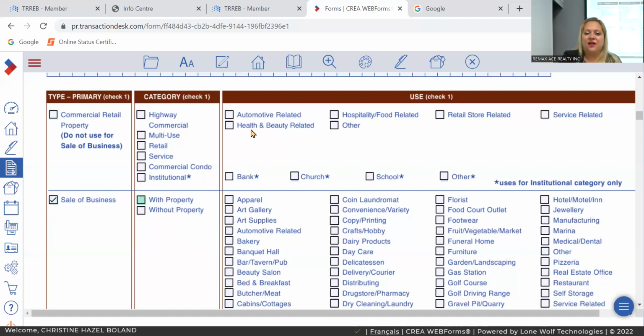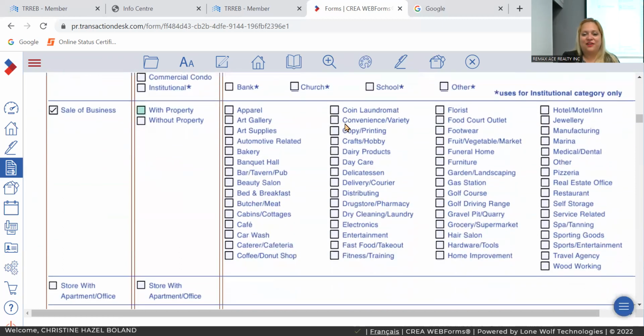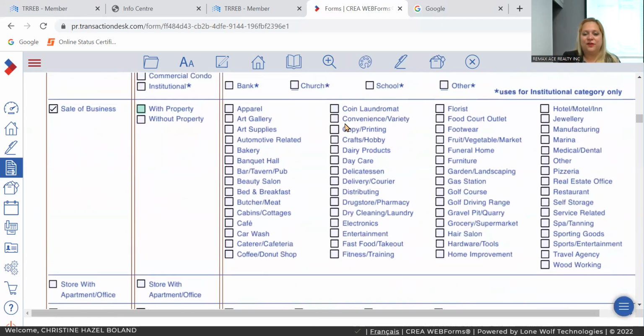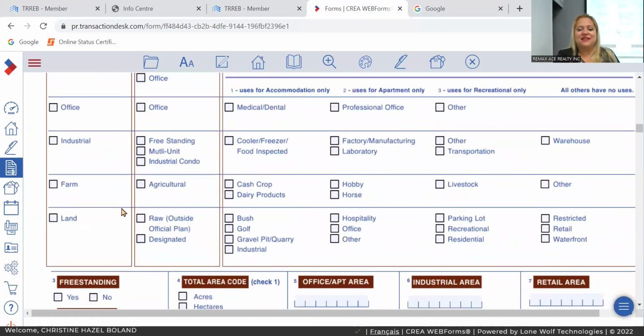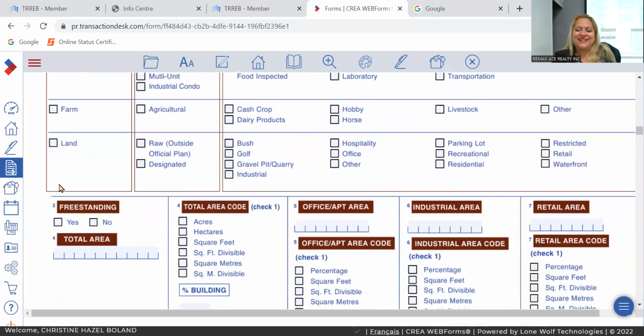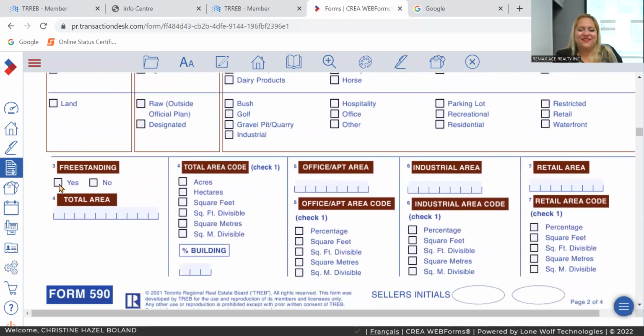Automotive related, health and beauty, hospitality, all these crazy categories we don't have in regular residential that are on this MLS data form, right? We can sell a store with an apartment or office above it. We can sell an investment. We can sell an office. It's industrial. Maybe we're listing a farm. Maybe it's a piece of land. You have to know what product it is and then fill this out.